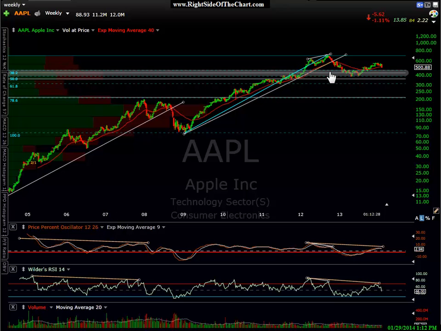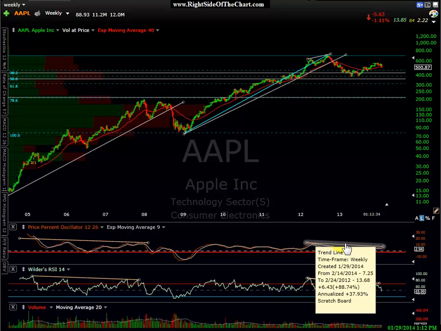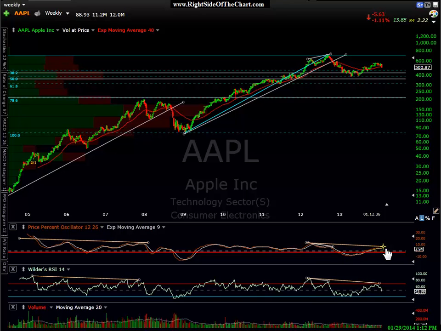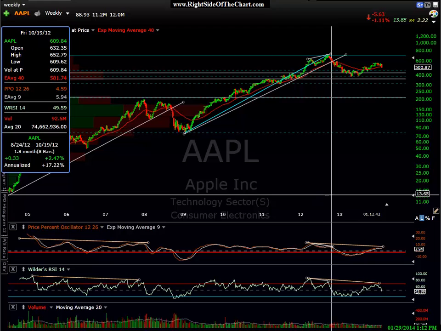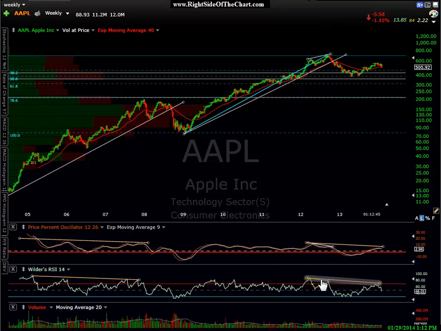What happened before that trend line broke? Just like back in '08, we had divergences leading up to that trend line break. Well, we don't have them now. Prices are making lower lows. We did have those up to this point. Yes, we had those divergences in place up to the highs.